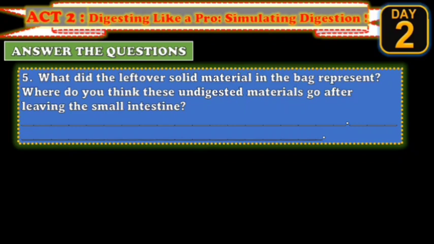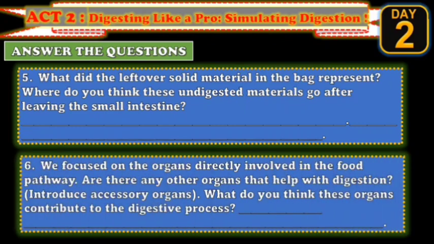Question number 6. We focus on the organs directly involved in the food pathway. Are there any other organs that help with digestion? So with this, what do you think these organs contribute to the digestive process?